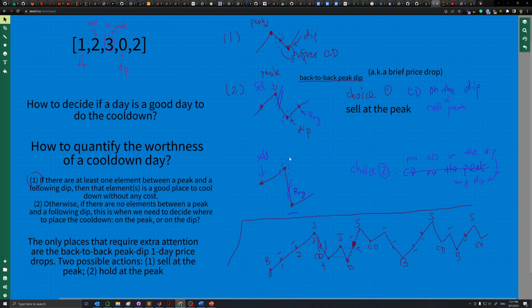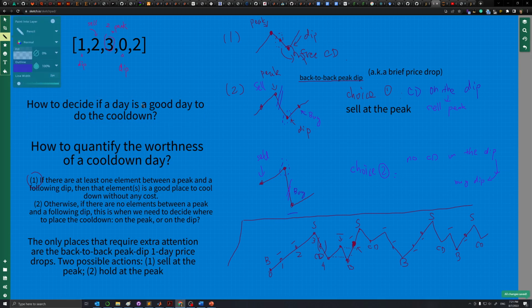What does it say for the peak before? Do we sell at that peak? Well, if we sell on that peak, we definitely cannot buy on the dip anymore, because the buy would be a CD. So what this also indicates, right? Let me just remove this line here because it's getting in our way.